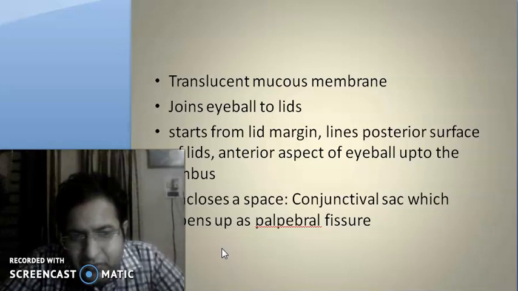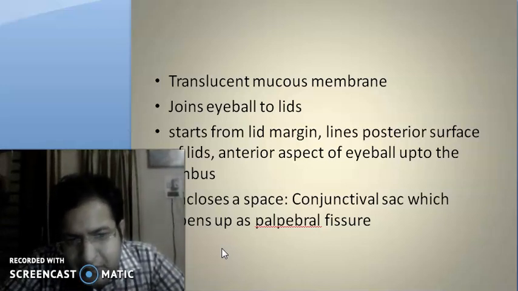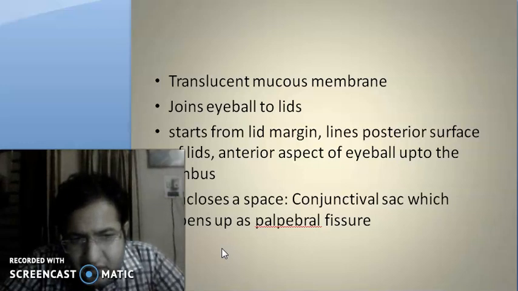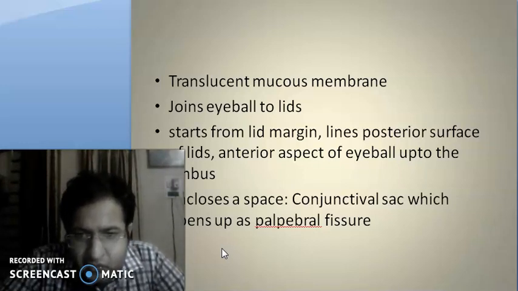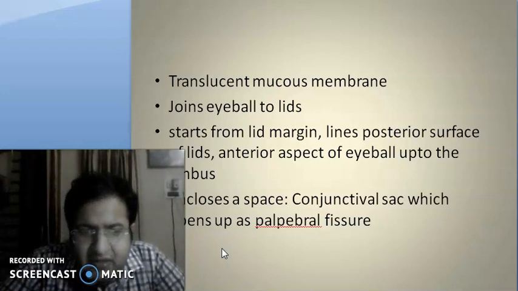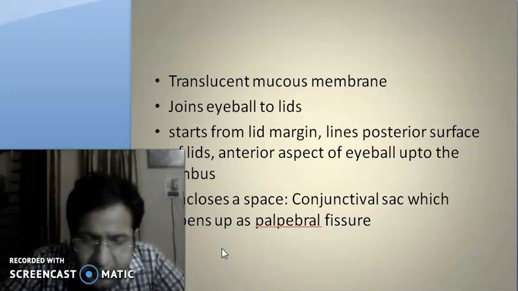It starts from the lid margin, lines the posterior surface of the lids and the anterior aspect of the eyeball up to the limbus, where the conjunctiva and the cornea meet. It encloses a space, the conjunctival sac, and this conjunctival sac opens in front as the palpebral fissure.